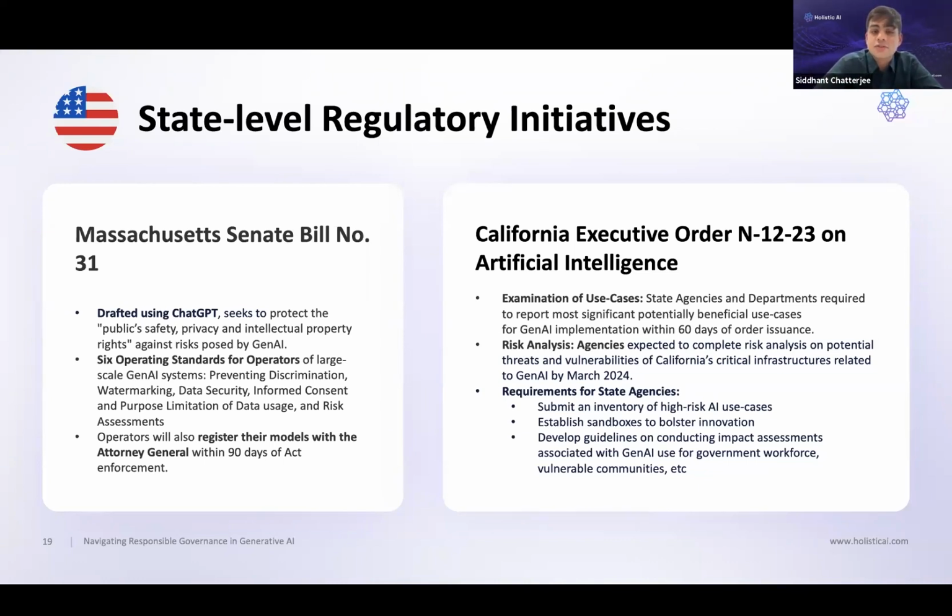The second initiative is from California in the form of an executive order, which was issued in early September this year. Issued by Governor Gavin Newsom, this order contains 6 principal requirements, ranging from state agencies having to report beneficial use cases of generative AI, conducting risk analyses, submitting an inventory of high-risk AI use cases, establishing sandboxes to promote innovation, and finally, developing different types of impact assessment guidelines for different user groups and different types of AI systems for future regulatory efforts. And with the US now covered, we now move towards Costa Rica.